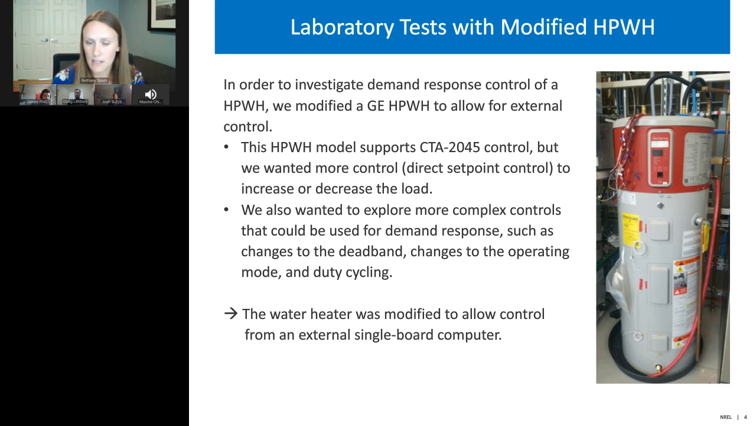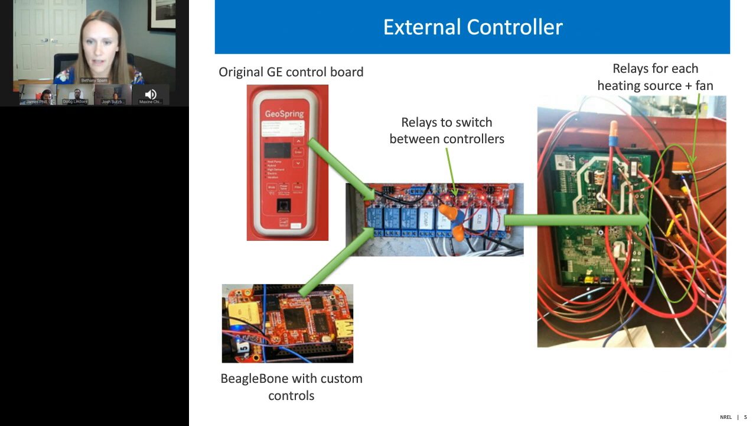So the way we did this is we ripped out the guts. I'm sorry to the people from GE that might be on the phone. We ripped out the guts. We took the relays for the different elements and the compressor and fan and basically decoupled them from the existing control board. And then these little blue switches in the middle are relays that allowed us to decide where the control signals for those larger relays were coming from, either the original GE control board or our own BeagleBone controller.